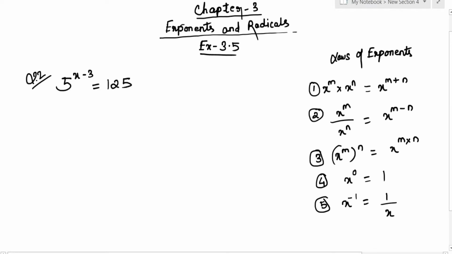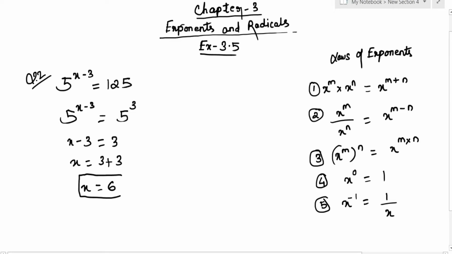Now next is 5 to the power x minus 3 is equal to 125. Again LHS we are having 5 as a base, so RHS also will try to make 5 as a base. So 125 can be written as 5 to the power 3 because 5 5s are 25 and 25 5s are 125. Again we are having the base same, so the power will be equal. X minus 3 equals to 3. Minus 3 will go that side and it will become plus 3. And 3 plus 3 is 6. So the value of x is 6.